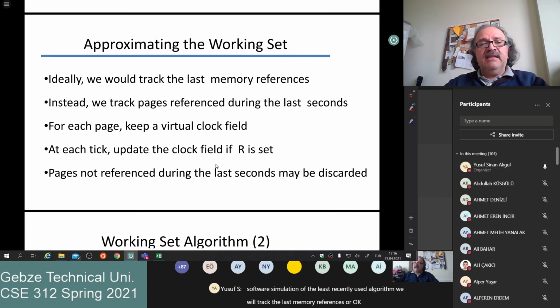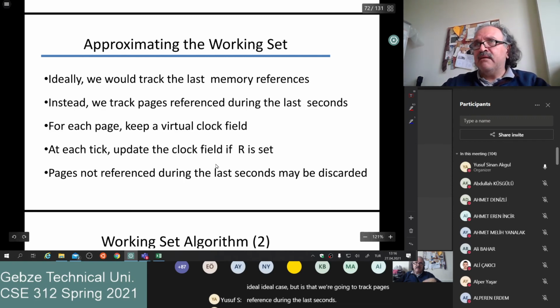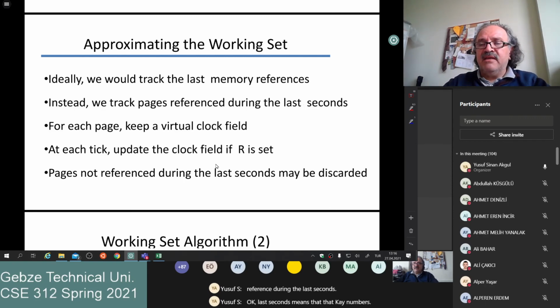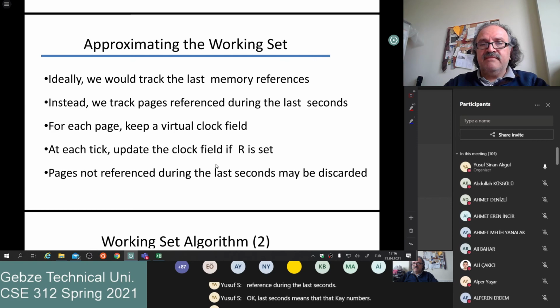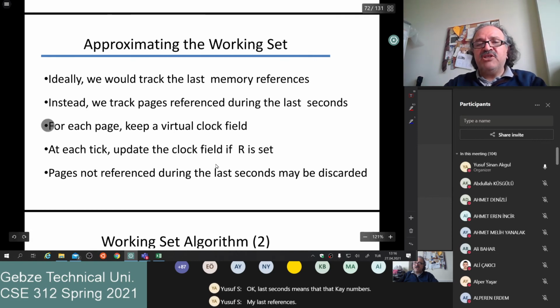That's the ideal case. But instead, we are going to track pages referenced during the last τ seconds. Last τ seconds means that K number, my last references. And for each page, I will keep a virtual clock field.